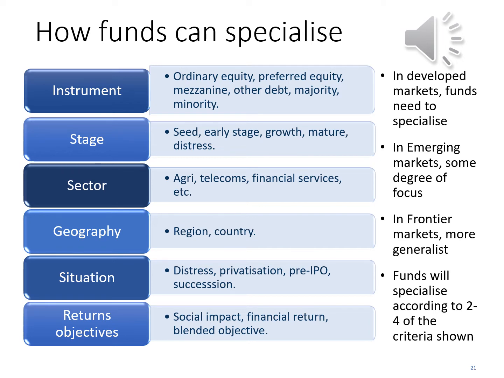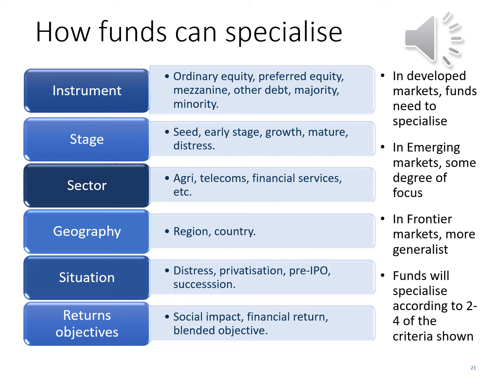The second way they can specialize is through stage. A venture fund may only target early stage companies. An expansion fund would target middle range companies. A buyout fund would only target large mature companies. So the stage of the company's life is another area where there could be specialization.